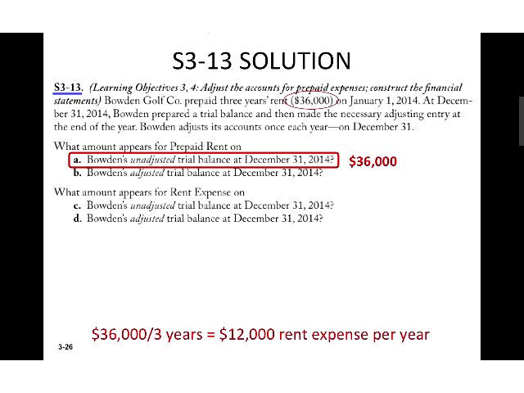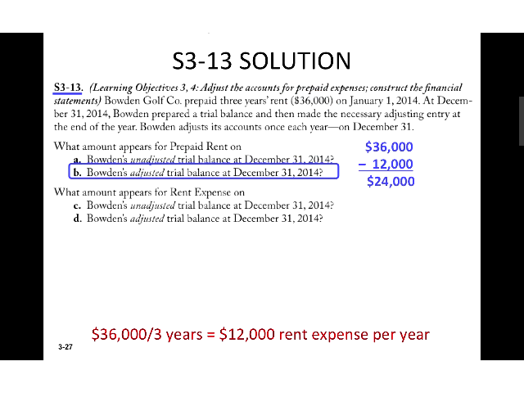Now, part B says, what about their adjusted trial balance? After they make the adjusting entry, how much asset do they have left on December 31st? That's saying how much rent is left after a year's gone by, which is going to be $24,000, or 2 years. It's $12,000 per year, and we haven't used 2 years yet, so 12,000 times 2. Or we started with $36,000, 1 year's gone by, so we've used $12,000 and have $24,000 left. So A and B focus on the balance sheet: what's in that asset. The unadjusted trial balance is before any adjusting entries. The adjusted trial balance is after we make the adjusting entry.